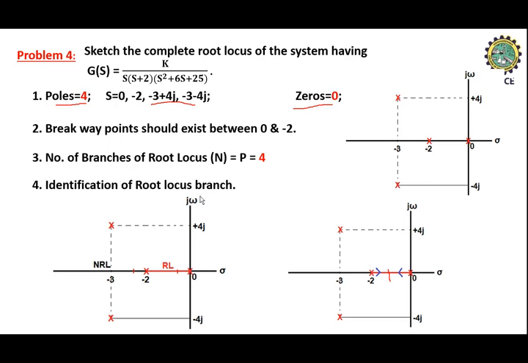Also, the breakaway point should always occur on the root locus branch itself. It can't be present on a non-root locus branch. That's why the breakaway point should always be between 0 and minus 2 in this problem, that is, on the root locus.